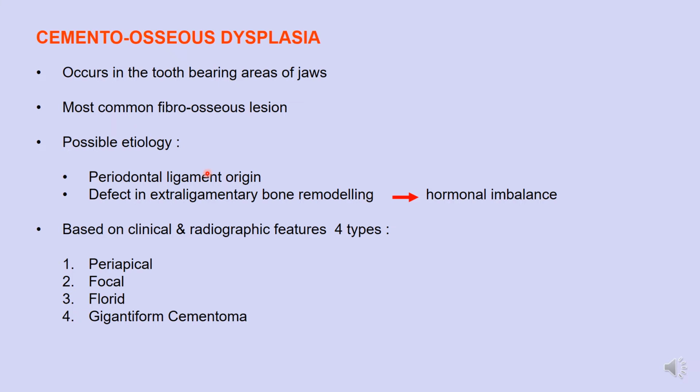that has been attributed is periodontal ligament origin, basically a defect in the extra ligamentary bone remodeling, and some hormonal imbalance, which leads to these lesions. Now, these lesions are clinically and radiographically categorized as four types: periapical, focal, florid, and gigantiform cementoma. So, let's look at each one of them as we go.